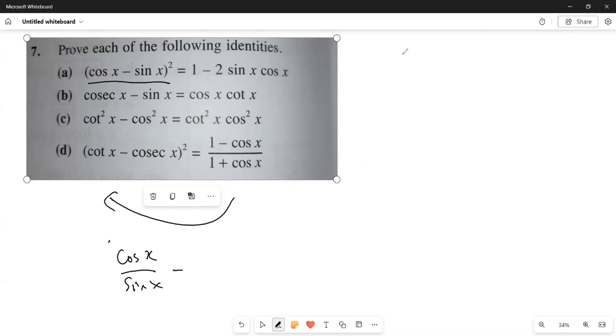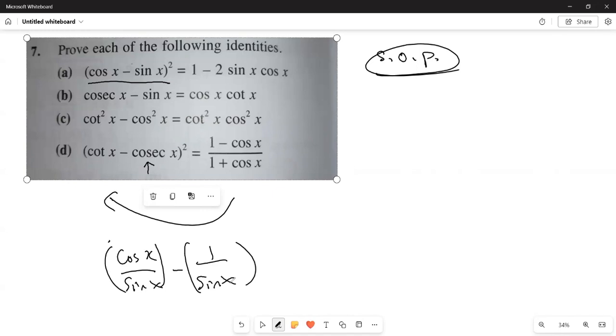Remember the standard procedure I keep repeating? Whenever you see cotangent, change to cosine over sine. Whenever you see cosecant, look at the third alphabet, you change to 1 over sine. Then after that, when you see two fractions, you take common denominator. Am I not repeating? I'm doing the same thing right now. So nothing new, really nothing new. If you have some problem proving identity, try to follow the steps over and over again.